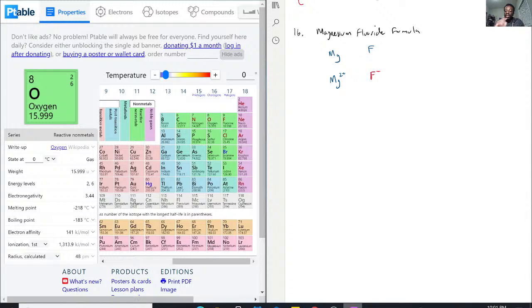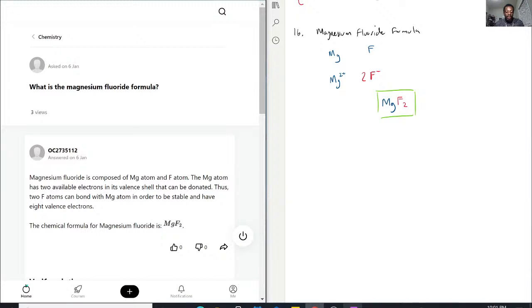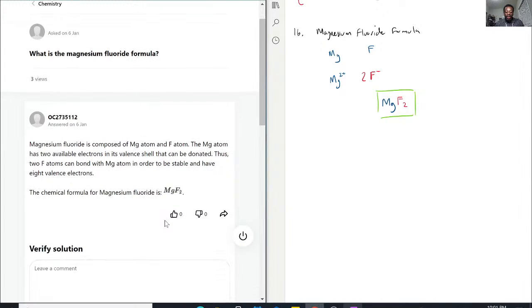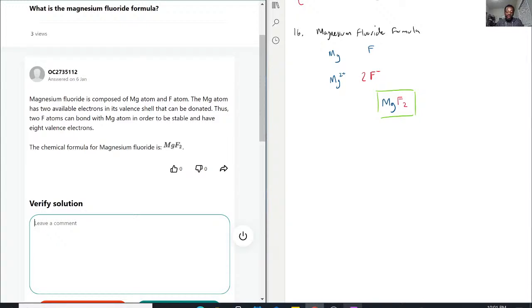So how do you balance it? We need 2 of these fluorines, okay? So in order for this to work, we need MgF2. This right here would be the magnesium fluoride formula. So let's compare now here. Exactly, that's what our colleague says. MgF2.